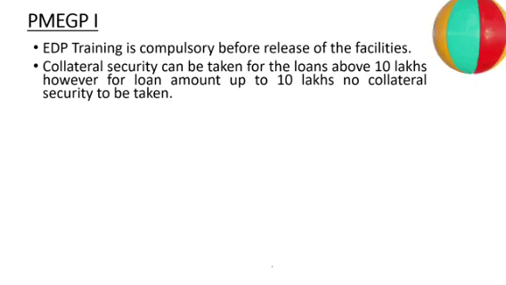Then EDP training is compulsory before release of the facilities. Collateral security up to 10 lakh we cannot take. More than 10 lakh collateral security can be taken. Normally our MSME classification, MSME guideline, the same guideline will be applicable in PMEGP. There is no separate guideline for collateral security in PMEGP. Up to 10 lakh RBI guideline is there. We cannot take any collateral security.